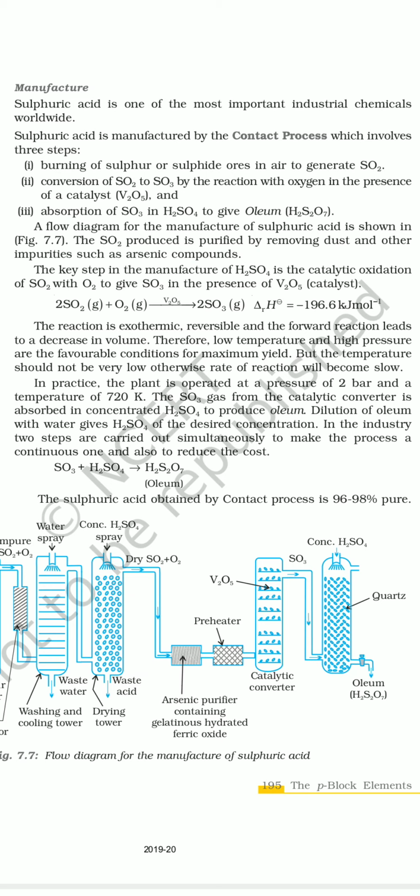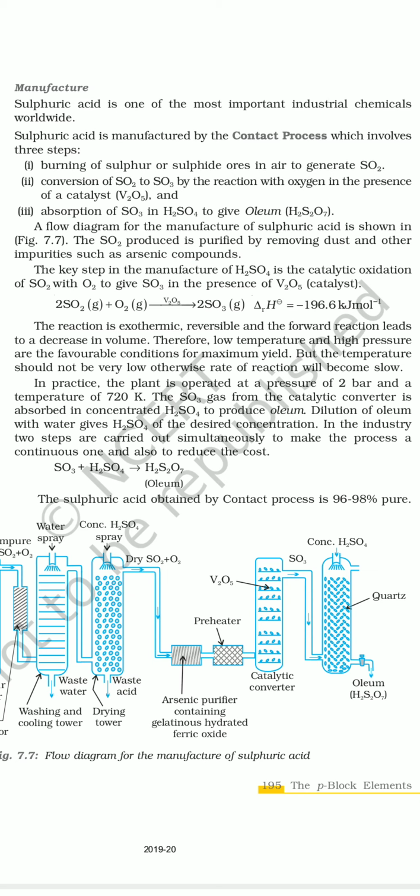But when the temperatures are very low, the rate of reaction becomes quite slow. So the temperature around 720 Kelvin is the most optimum. 720 Kelvin is the optimum temperature for getting a good yield of sulfur trioxide.